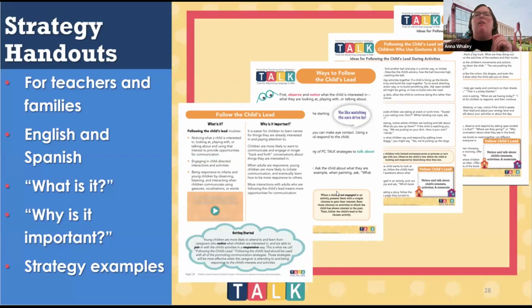I think also we have a poster, which I don't have a slide for, but the poster you can print out on 8.5 by 11. We call it a poster, but it's not big. It has all the strategies and a brief description of each strategy. So that would be something helpful.